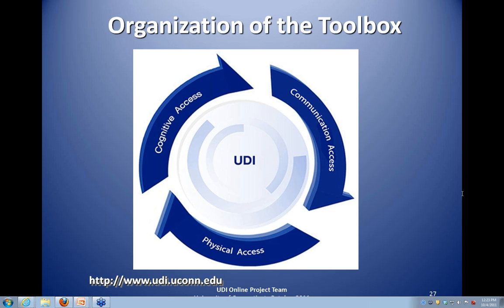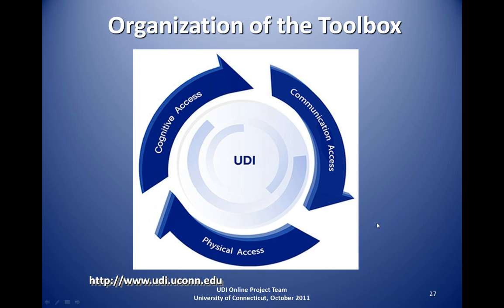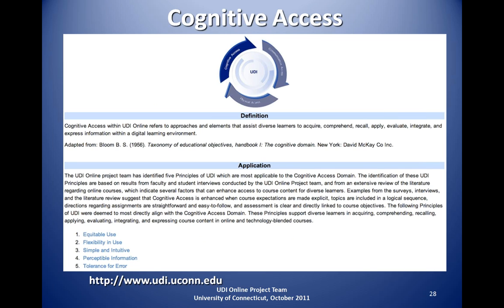If you click on any one of these circles, you will bring up the definition of that access domain, and a double click will then take you to that part of the toolbox. So for example, if I were to click on cognitive access, it would take me to a page that looks like this. Here you'll see at the top the cognitive access arrow is highlighted. Underneath that you'll see the definition of cognitive access, which is referring to approaches and elements to assist diverse learners to acquire, comprehend, recall, apply, evaluate, integrate, and express information within a digital learning environment.